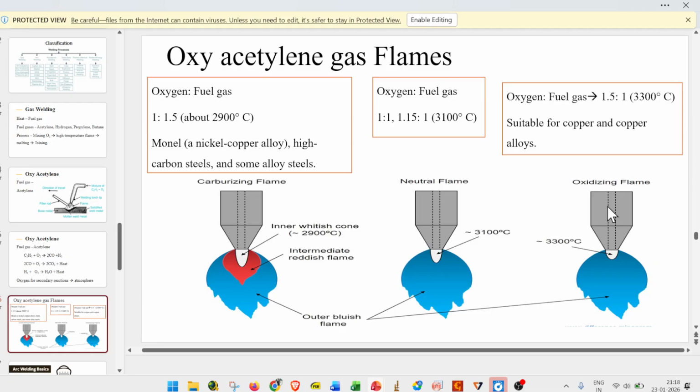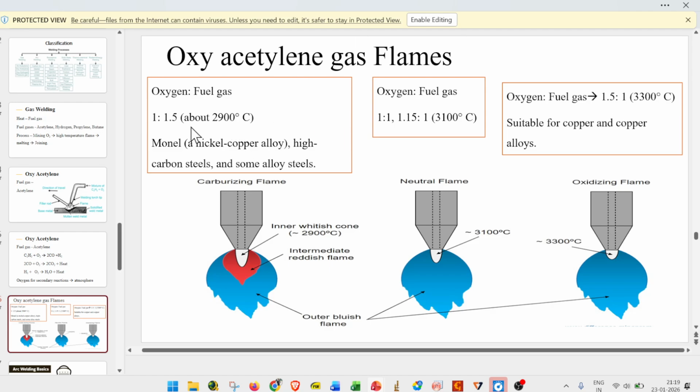In the case of the carburizing flame, we are supplying more fuel and less oxygen. Because of the more fuel, there is not enough oxygen available, so the fuel may not burn completely. We can see it may form black smoke, black residuals, which are the leftover unburned components of the fuel. Because of the incomplete combustion, the heat generated will also be less compared to the remaining two.